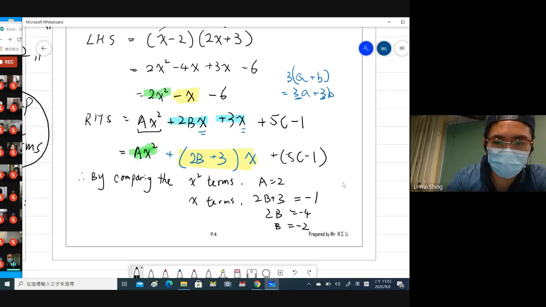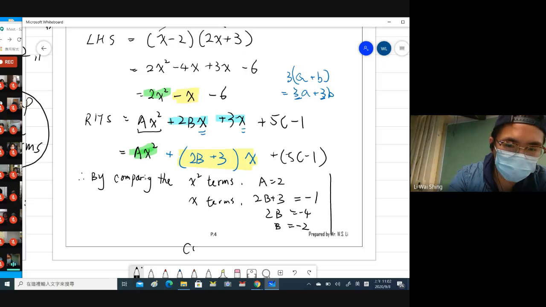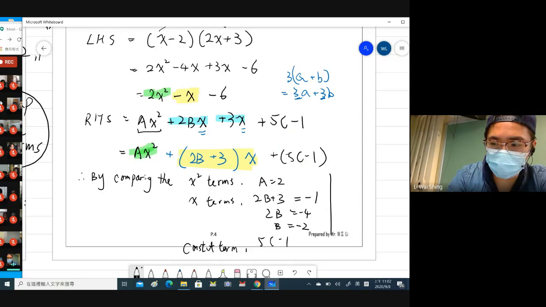And at last, you're comparing the constant term. You know that 5c minus 1 equals minus 6. Okay, this question, wait a second. c equals minus 1.